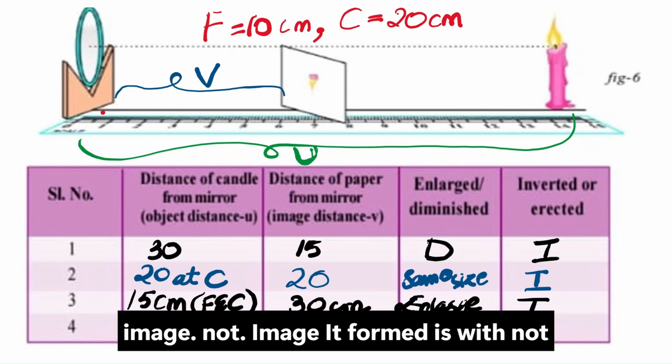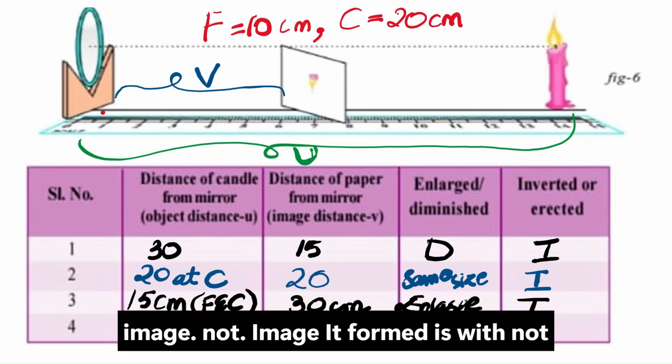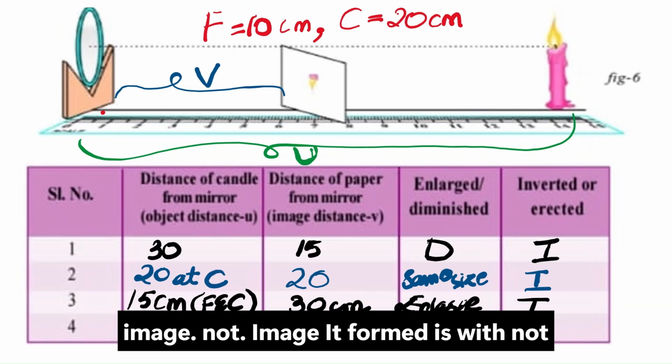Between F and C, the position of the image is beyond C. It will be enlarged, inverted, and real. At the center of curvature, at C, the size will be the same. The image will be inverted and it will be a real image. Beyond C, the image will be formed between F and C, which is the focus and center of curvature. It will be diminished, inverted, and real.